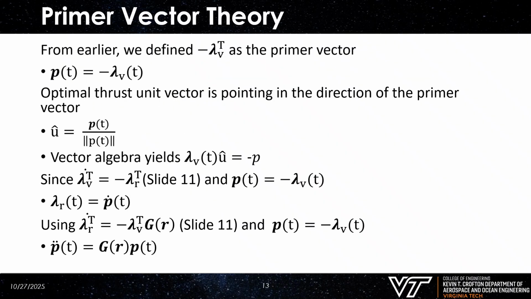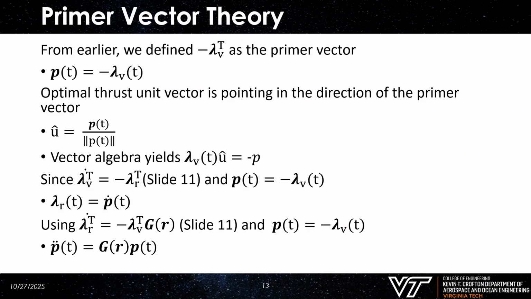From earlier, we defined the negative adjoint velocity vector as our primer vector. So for the future slides, we'll be using p of t equals negative the adjoint vector of velocity. Our optimal thrust unit vector is pointing in the direction of the primer vector. So we can say u hat is equal to the primer vector itself divided by the magnitude of the primer vector. And we can use some vector algebra to yield that the adjoint of the velocity vector times u hat is equal to the negative magnitude of the primer vector.